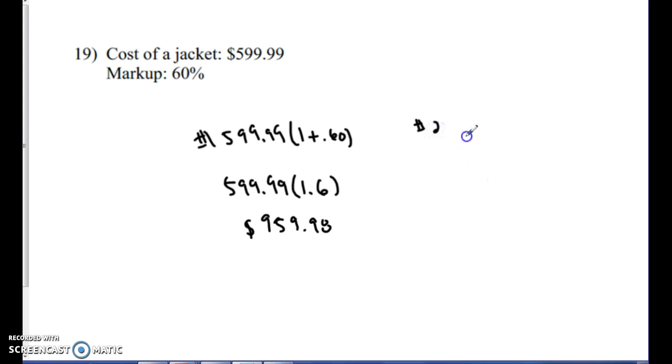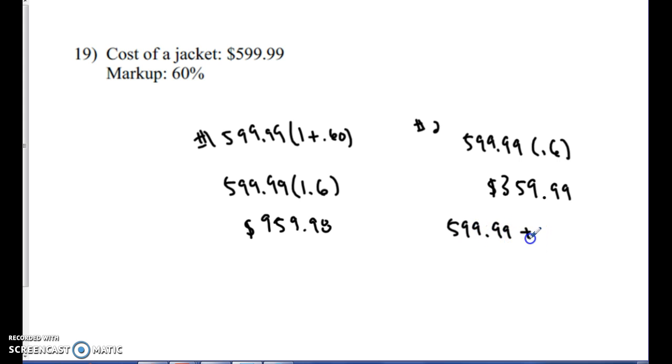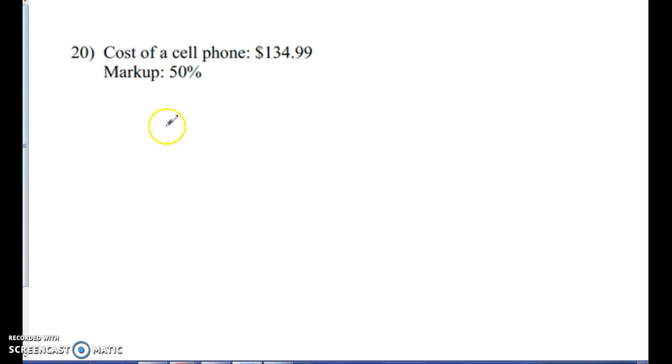Another way for me to think about it is I'm taking $599.99 multiplied by 0.6. So when I do that, I got $359.99. And I'm taking $599.99 and adding $359.99 together, which gets me $959.99, or 98 cents. Which is the same thing I got right there. Just look at number 20.